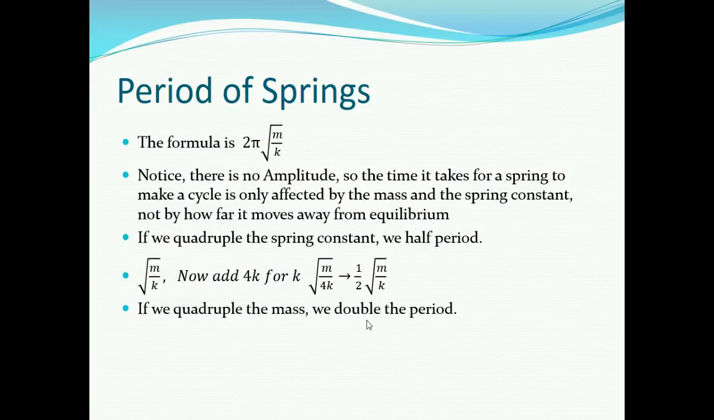If we quadruple the mass, we double the period. So the same thing, if we have the square root of m over k, I got rid of the 2 pi because it's a constant. Now if I add 4m inside the radical for m, then if I take the square root of 4, I just get a 2 outside, and the same thing happens. We have 2 times the period it was normally.